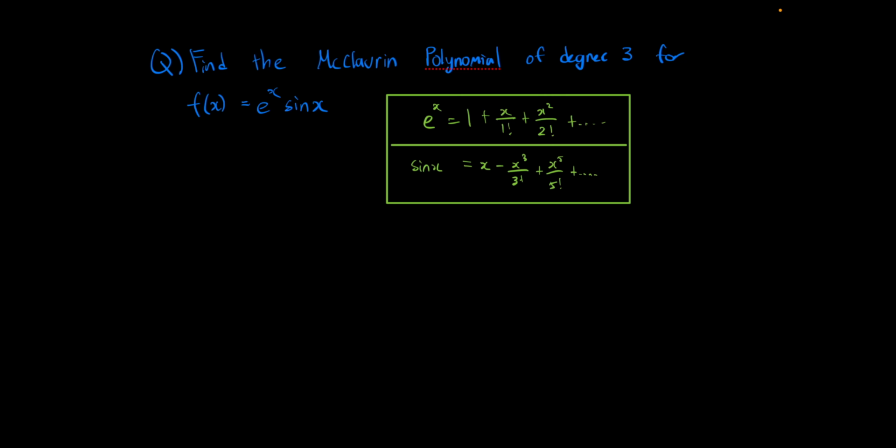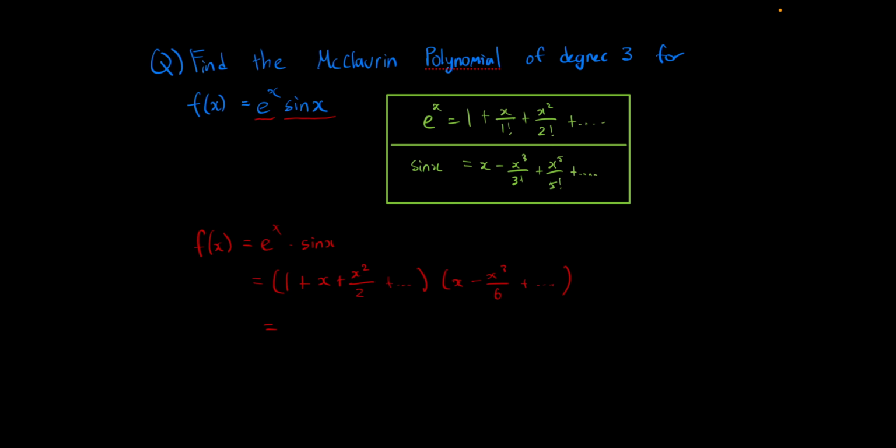So let's take a look at a slightly harder problem. Find the Maclaurin polynomial of degree 3 for f of x equals e to the x sine x. So what we need to do here is multiply these two different identities by their corresponding Maclaurin series. So it'll be f of x equals e to the x times sine x. And let's represent this as 1 plus x squared over 2 plus dot dot dot times x minus x to the 3 over 6 plus dot dot dot.